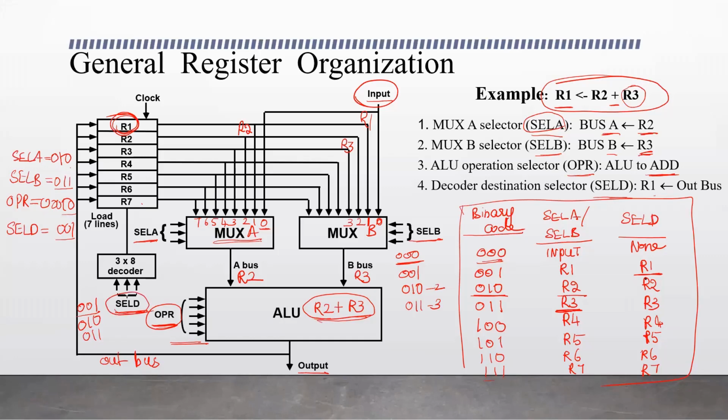And for selecting R1, you look at this table. For selecting this R1, this is SELD. What is the input? The binary code should be 001 for selecting R1. When SELD is 001, it selects R1. When it is 010, it selects R2. You got it. Yes.